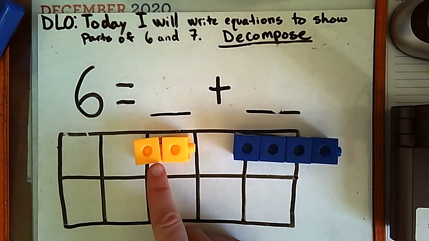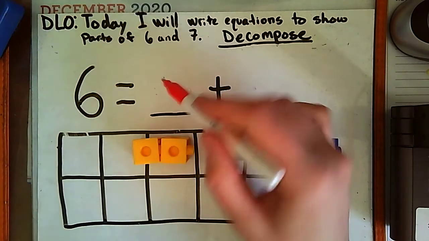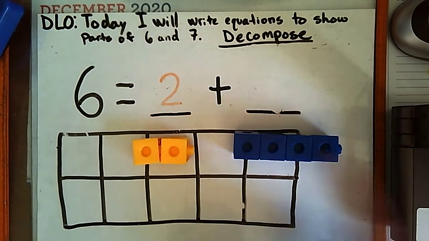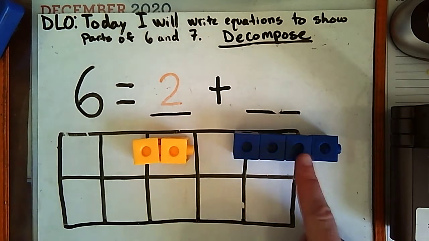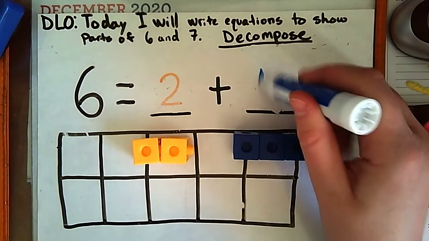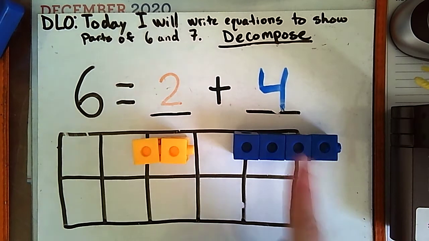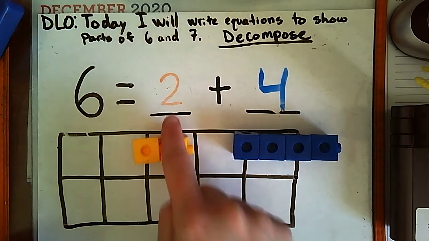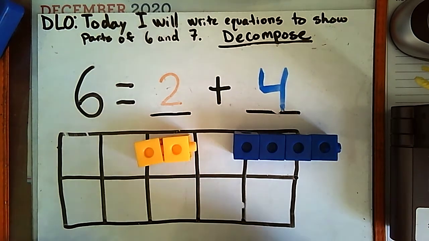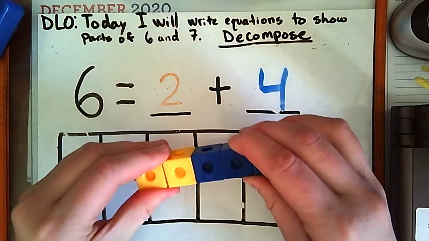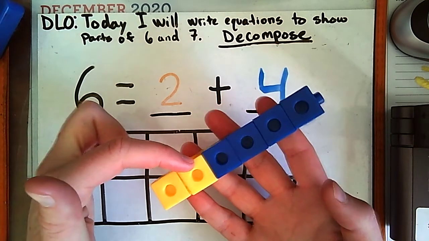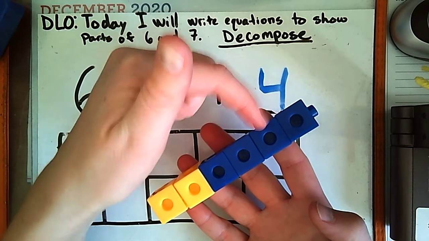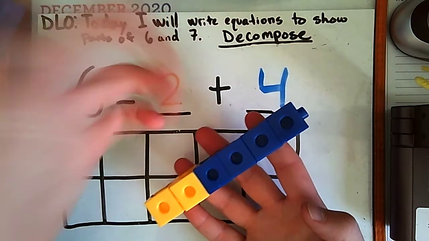How many yellow do we have here? 1, 2. Candy cane foot. Plus, how many blue? 1, 2, 3, 4. Down, over, down some more. That's the way you make a 4. So one way I can make 6 is 2 plus 4. 2 plus 4 more. And if I put them together, there's 2 plus 4. 1, 2, 3, 4, 5, 6. And that was the total that I started with.